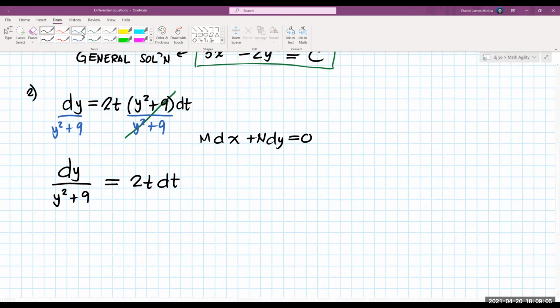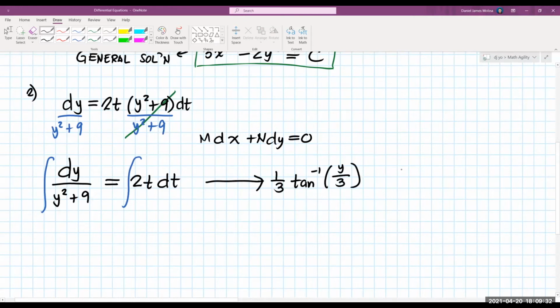So to solve our differential equation, we just have to integrate the two sides. Integrating the left hand side, the result will be 1/3 the inverse tangent of y over 3. And then the right hand side, using the power rule, is t squared. And of course, we must not forget our arbitrary constant.